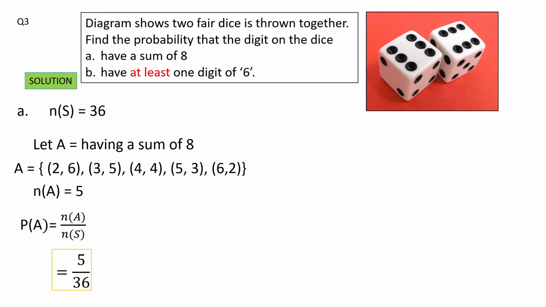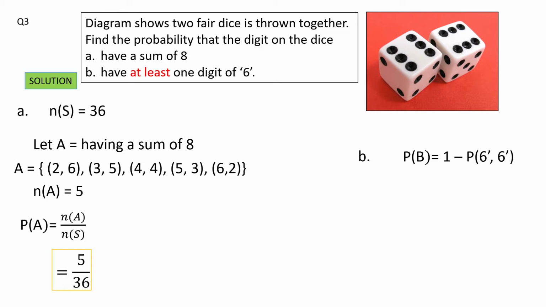Now let's move on to the second question. Here you are asked to find the probability that the digits on the dice have at least one digit of 6. I've already mentioned this in the previous video. When you come across the phrase at least, it is equivalent to 1 minus the probability of the complementary events.